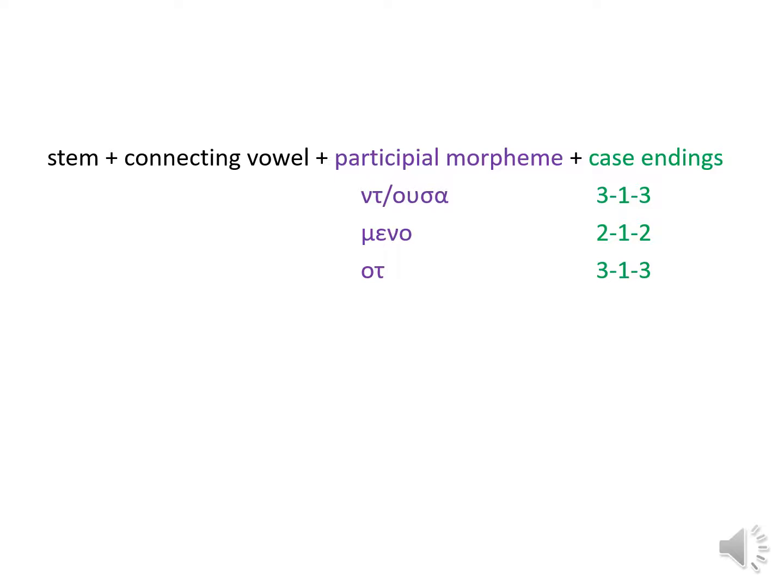Now, there's an easy way to remember this, actually, and it's quite cute. Our participial morphemes: Old Testament, New Testament, and what comes between the Old and the New Testament? The intertestamental period. Whatever works.